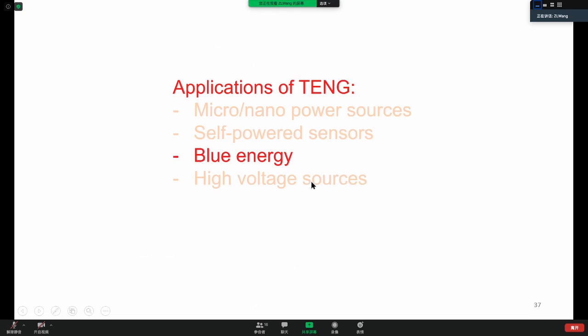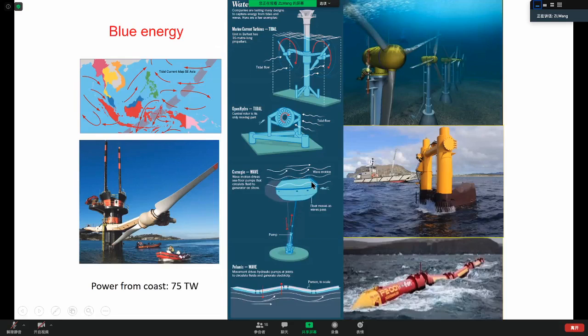Okay, blue energy. What is blue energy? Energy in the ocean is huge. Just the coast area around the globe is 75 terawatts. This is 4 times the power of the whole world. But harvesting such energy is extraordinarily difficult, expensive, with a difficult environment, high cost, and corrosion. It is very difficult to operate and has low efficiency because you rely on classical technology.